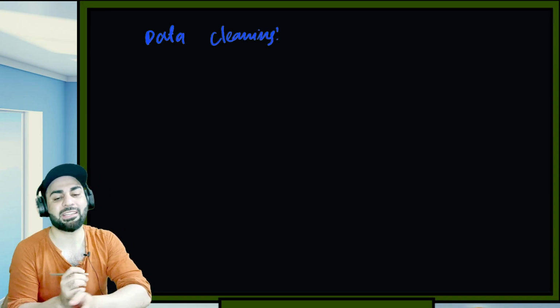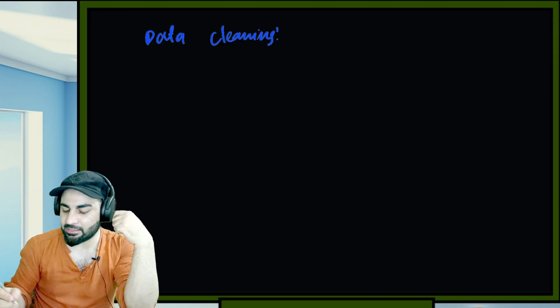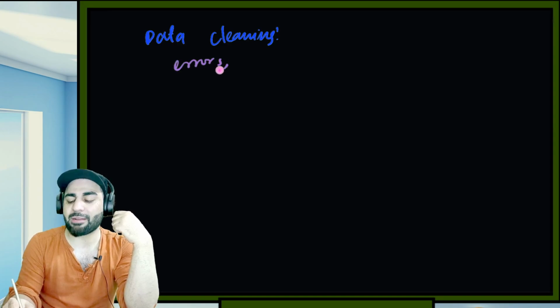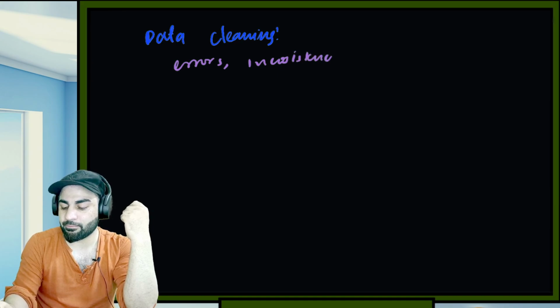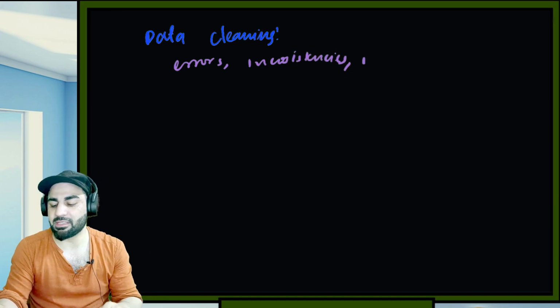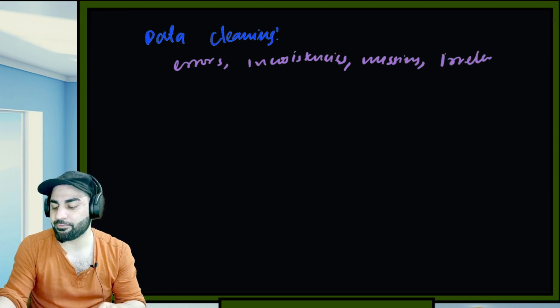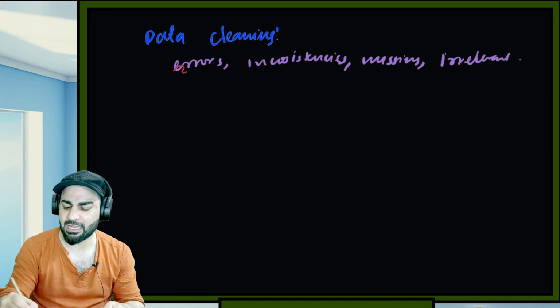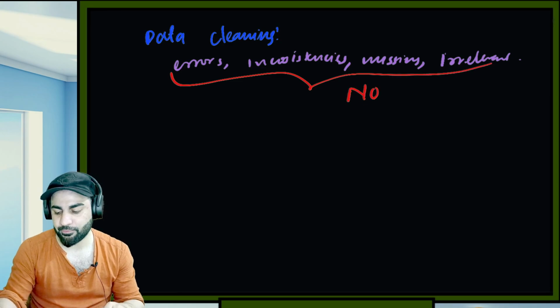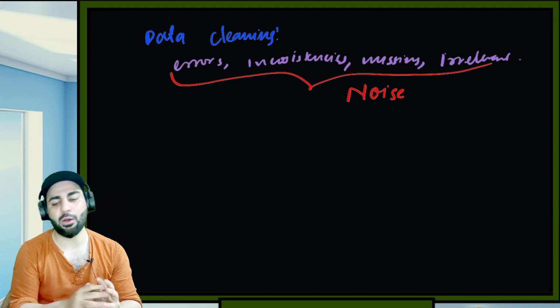So what is data cleaning? Data cleaning is basically to address errors. There might be some errors in the data, inconsistencies, missing values, some irrelevant information, and much more, which is basically noise. I can consider all of this as noise. So I have to somehow remove this noise and clean the data. Now, how to clean this?